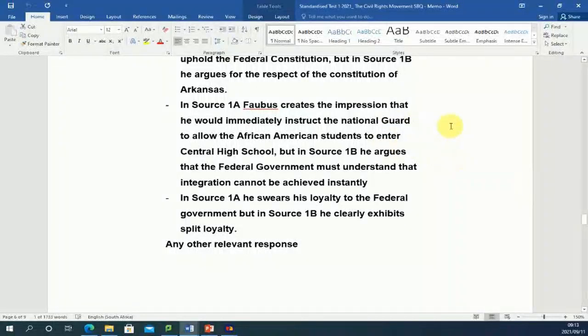In source 1A, he creates the impression that he would immediately instruct the National Guard to allow the African American students to enter Central High School. But in 1B, he argues that the federal government must understand that integration cannot be achieved instantly. It's like arguing for a gradual process. So there he contradicts himself again because we're looking at the difference. In source 1A, he swears his loyalty to the federal government, but in 1B, he exhibits split loyalty, showing a loyalty to the state.